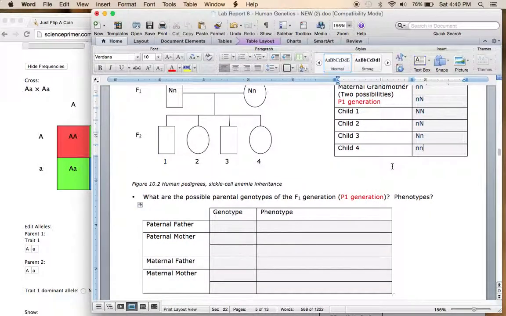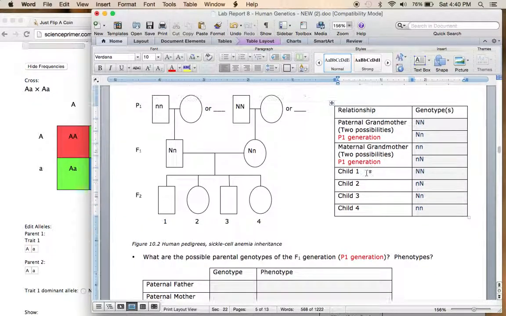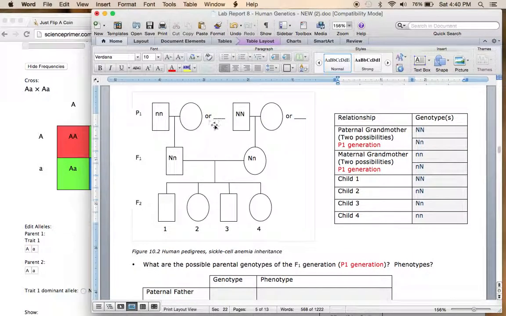They're basically wanting to make sure that you understand the relationship amongst all the different levels of the pedigree. So the question says, what are the possible parental genotypes of the F1 generation? Well, the parents of the F1 generation, which is this level right here, would be the P1 generation, which is this level up here. So I put that in red. That's basically asking about the possible parental genotypes of the P1 generation, and then what are their phenotypes?